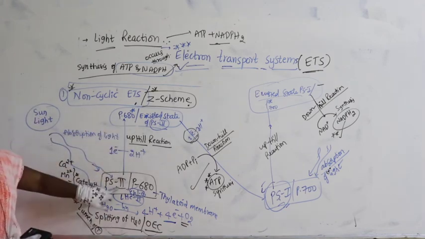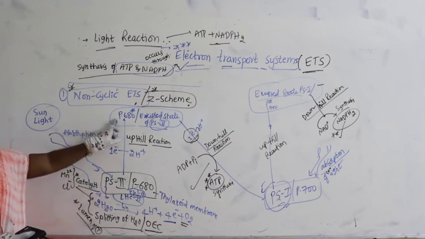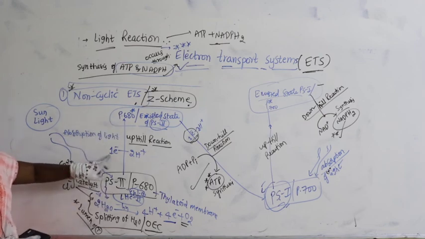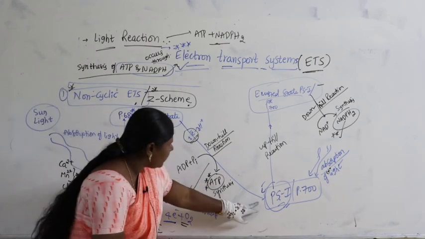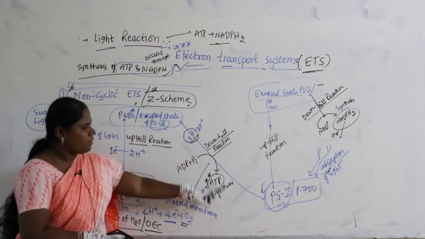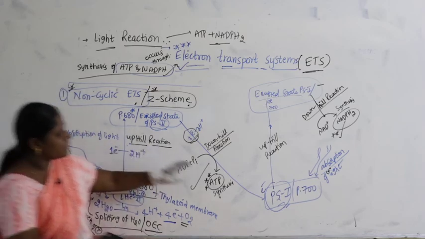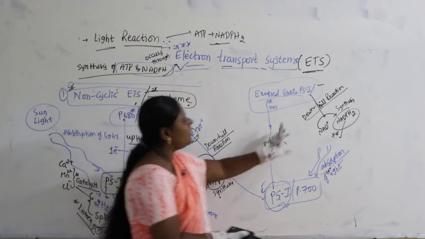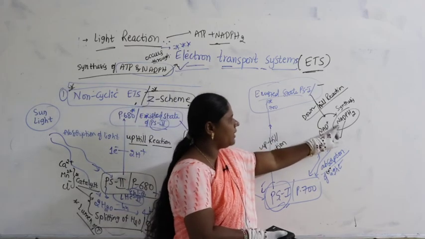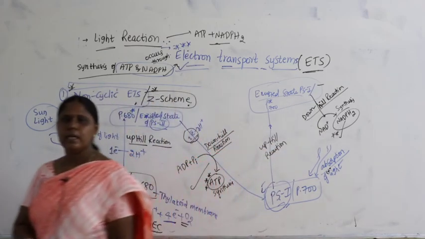Light is absorbed, PS2 gets excited, goes to the P680 excited state, and one electron carries 2 protons. When an electron moves from PS2 to PS1, there is a synthesis of ATP, a downhill reaction. This is an uphill reaction from PS1 to the excited state of PS1. PS1 is involved in NADPH2 formation. This is called a downhill reaction.